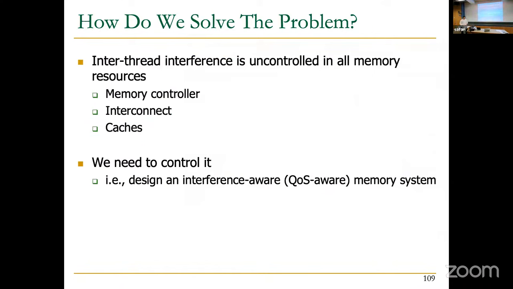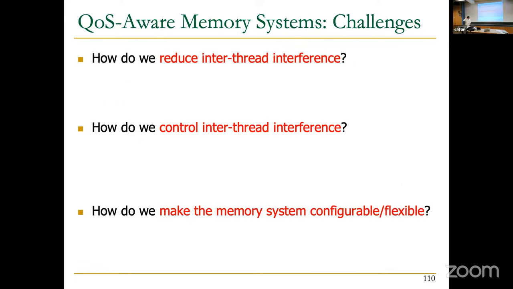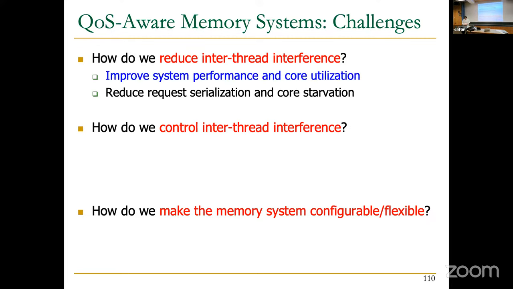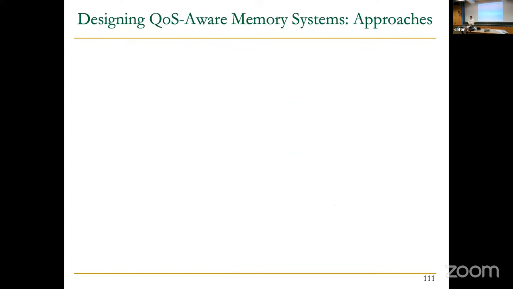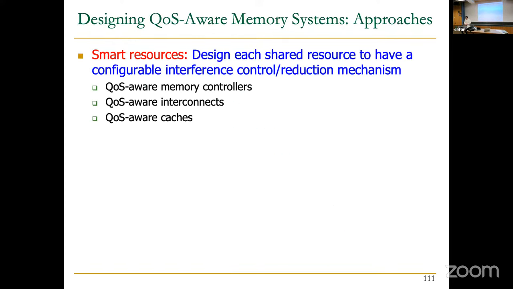Now, how do we solve this problem? The interference between threads is not controlled in all memory resources. Those are the interconnects, memory controller, and caches. And we need to control this interference by designing an interference-aware or quality of service-aware memory system. Now, how do we develop that system? We have to answer these questions, but I'll skip them because we will touch upon all of those in more detail.